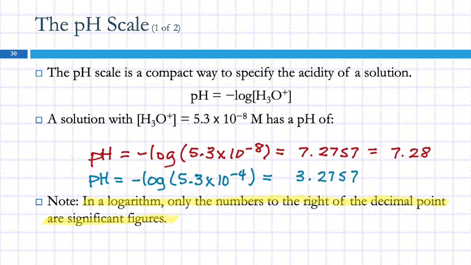I did not use my calculator. Check it on your calculator. I can't do logarithms in my head, but I know the pattern here. The 2757 is from the 5.3. The number in front of the decimal point is just the power of 10. It's the number after that is where the significant figures are. So this has two significant figures, so then we're going to round our pH to two decimal places. I'm not going to try to trick you with that, but just be aware. Any questions?